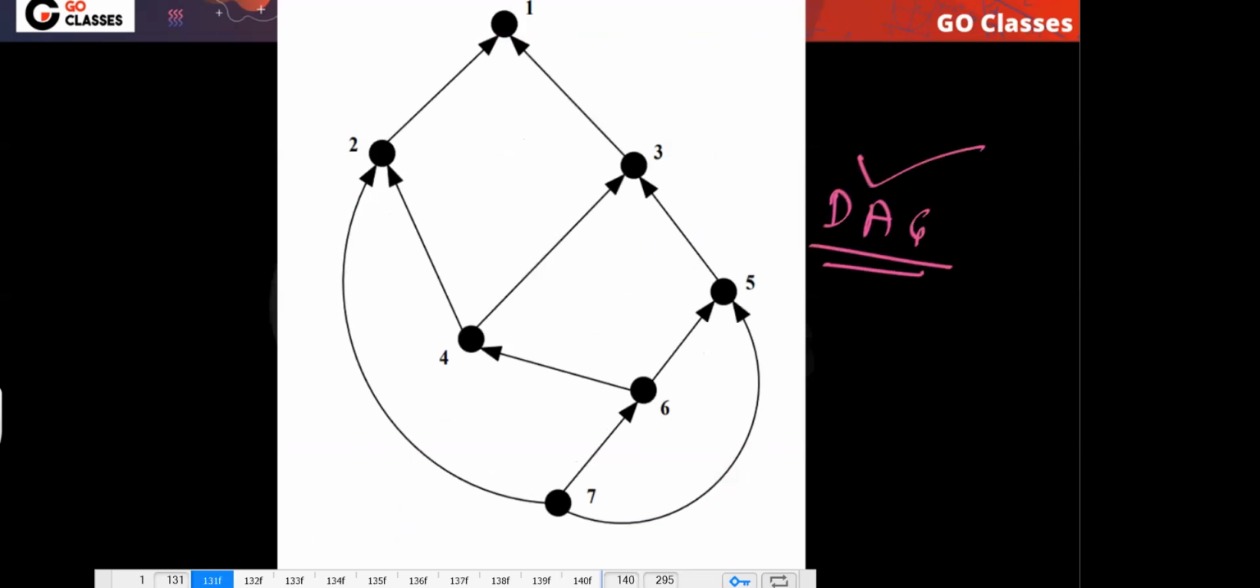Here also there is no cycle. You can check. Very simple. There is no cycle here also. For example, you can go from 6 to 5, from 5 to 3, but you cannot go from 3 to 4. This is also directed acyclic. You can check everything. There is no cycle. Okay.